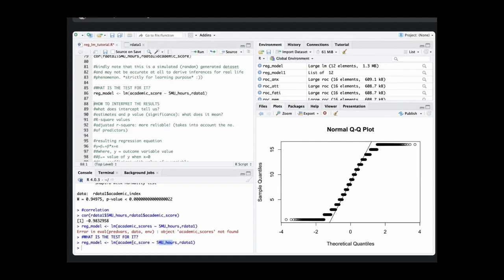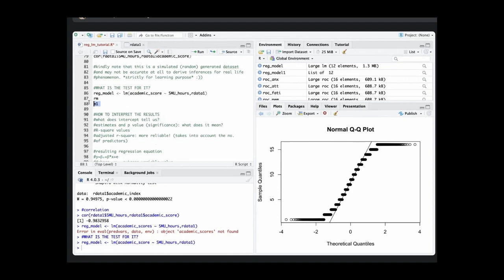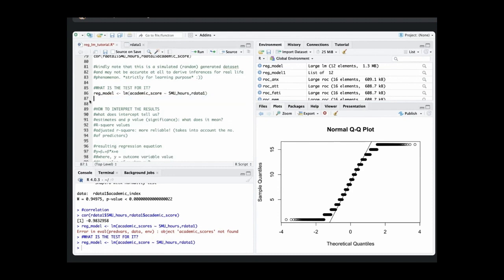We are studying the effect of social media usage hours on academic score. In other words, we are regressing academic scores against social media usage hours, or in simpler words, we are trying to see how academic scores change as social media usage hours change. This is what is meant by this whole equation syntax. We have stored this in a variable called reg model, and you can use any other name, like rm or m1, any variable name that makes sense to you.